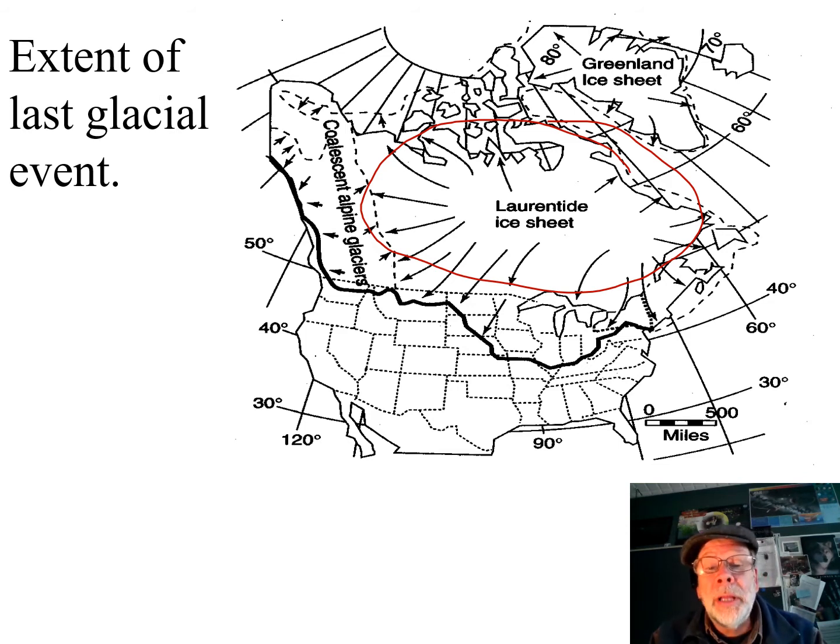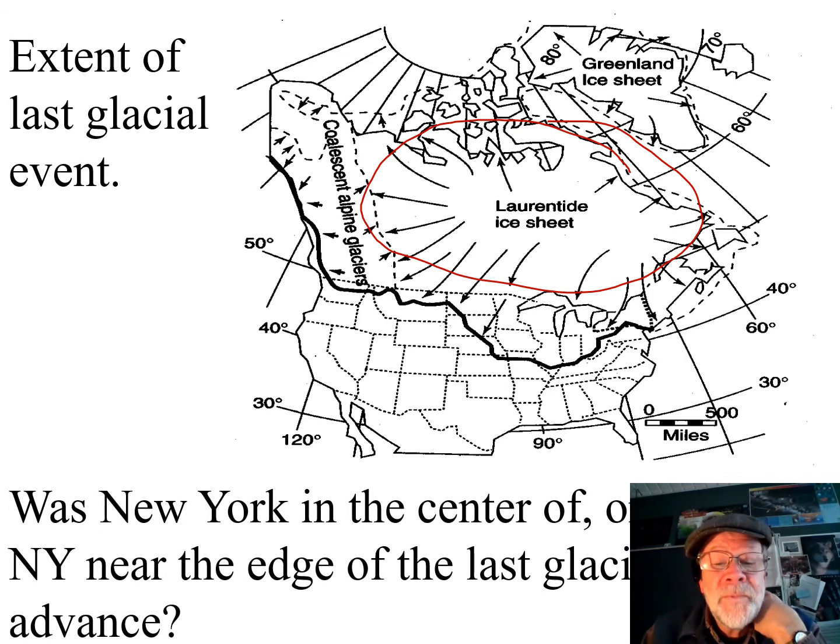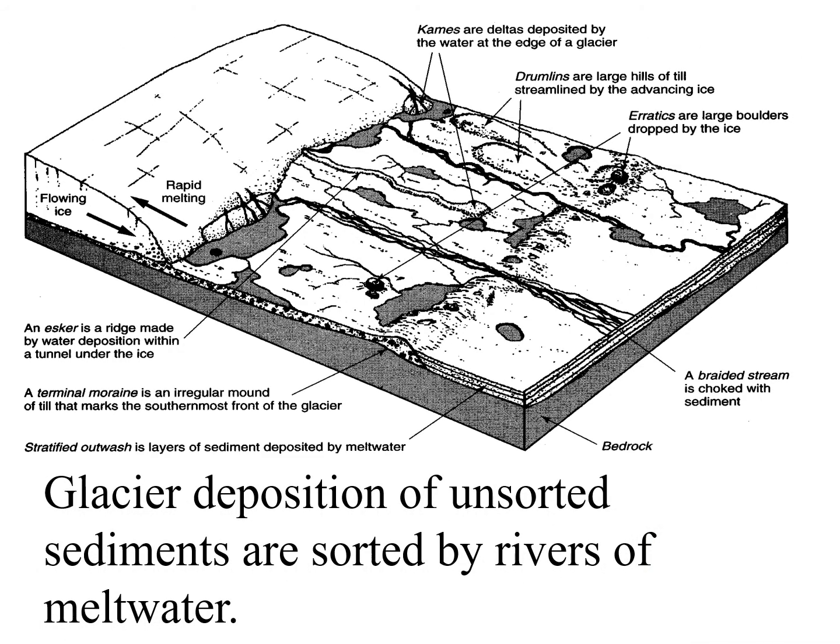And you can see the dark line at the end shows how far the glacier got. So it didn't really get very far into New Jersey. It didn't really get into the southern states at all, but many northern states were completely covered by this glacier. New York was completely covered by it, but we're at the edge of the last glacial advance. So this is a good picture of what it is doing when you're at the front of a glacier.